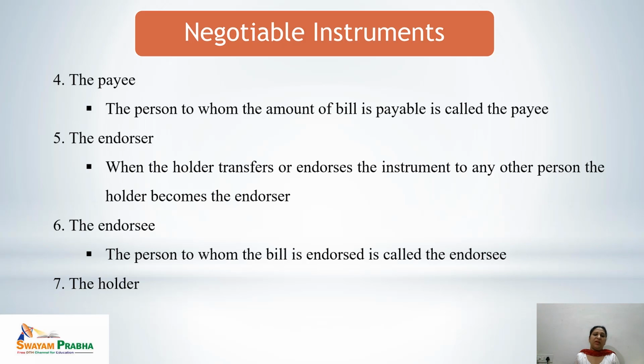The last party in a bill of exchange is the holder. The holder is the person who has the bill before the date of maturity for the payment, and the person who holds the bill till maturity is known as the holder. So the parties involved here are drawer, drawee, acceptor, payee, endorser, endorsee, and holder. These are the maximum parties to be involved in the case of a bill of exchange.